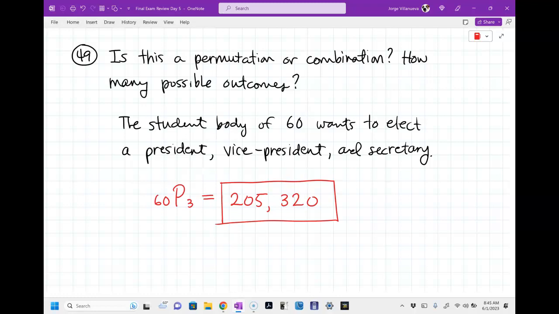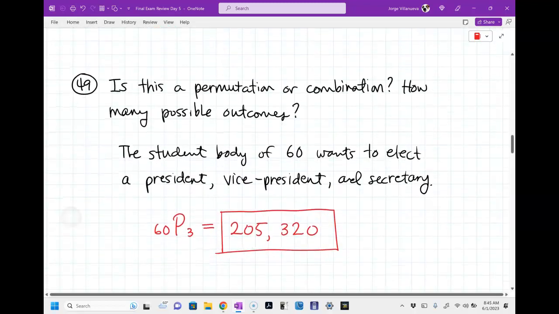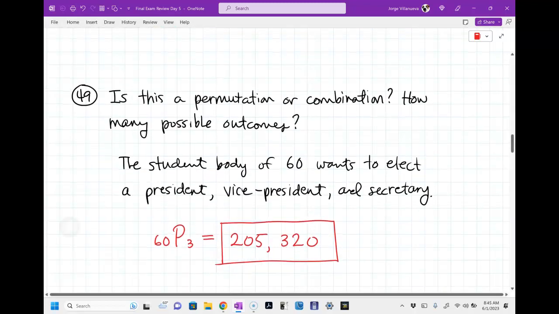All right, any questions on any of the problems so far, 45 to 49, because we're going to move on to, I think, a different type of problem. Yeah. So anything on the permutations, combinations, geometric or infinite geometric series, anything like that?